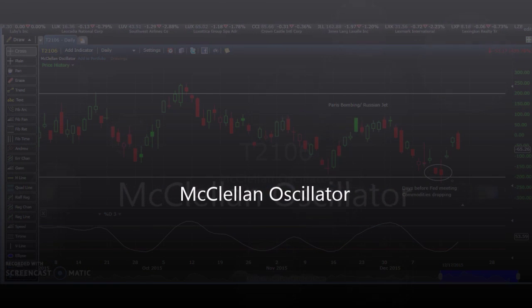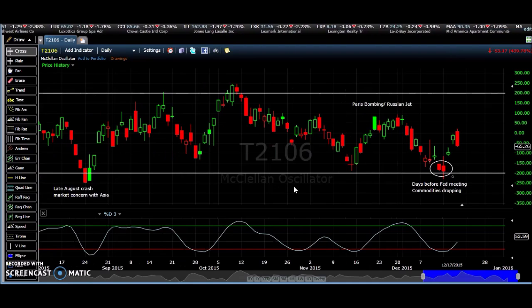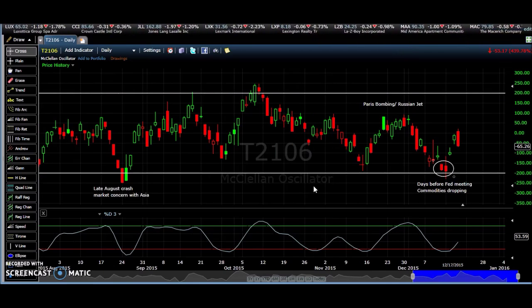Today I want to go over the McClellan Oscillator, and this is just a general representation of the market. What this really helps me to do is illustrate what the market is doing. So when you hear the Dow is down negative 200 points, that really doesn't mean anything unless you can illustrate it in some kind of form. And that's what the McClellan Oscillator does for me.